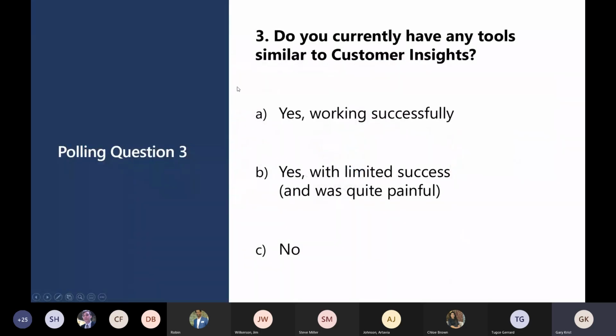So a couple questions at the end here. Alan, if you wouldn't mind launching this, I'd appreciate it. Do the people on the phone today have any tools similar to this? And if so, how does it work? I'll give you a minute or so to answer that question.